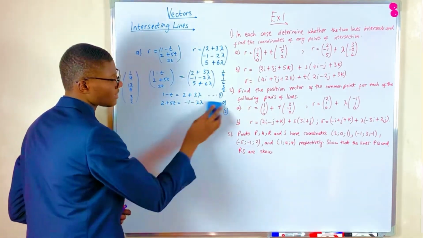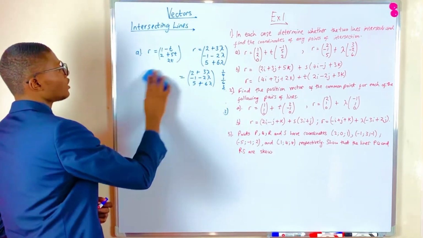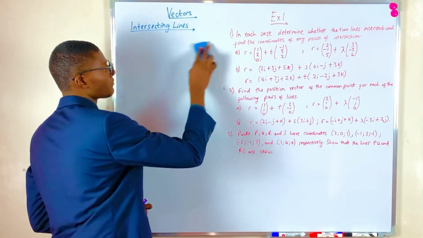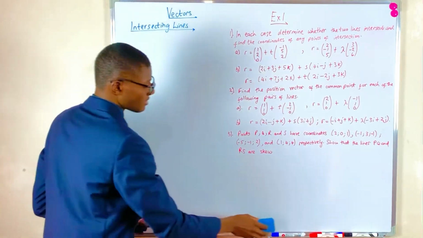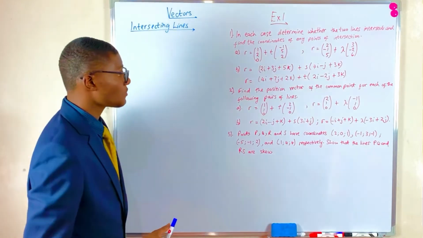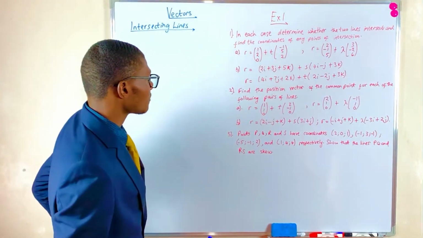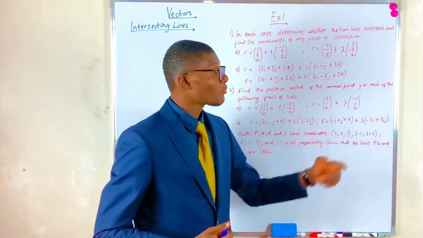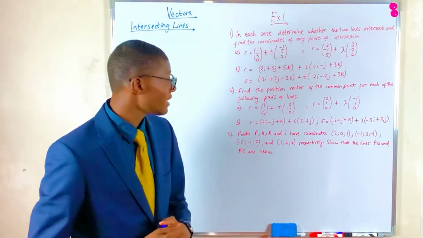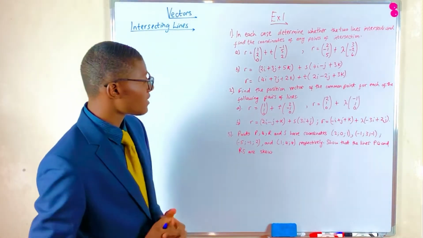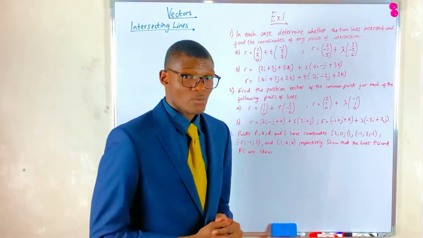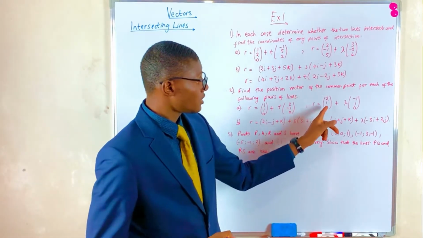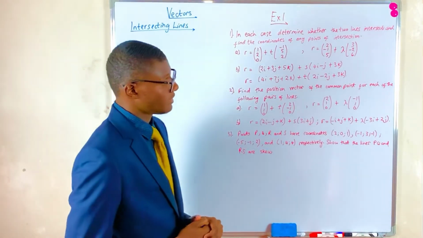Part B is now just given in unit vector notation, but basically the working is just the same. So now let's move on to look at number 2. Number 2 says find the position vector of the common point for each of the following pairs of lines. So first part, we've got r equal to 1, 1, 0 plus t times 2, minus 1, 0, then r equal to 2, 1, 0 plus lambda times minus 1, 1, 0.